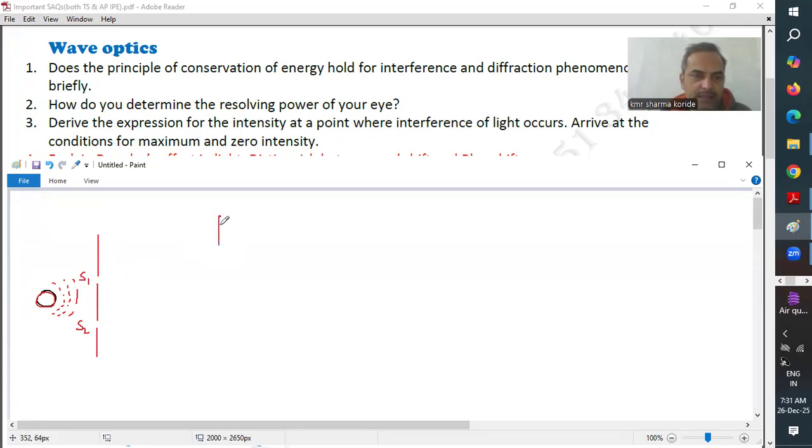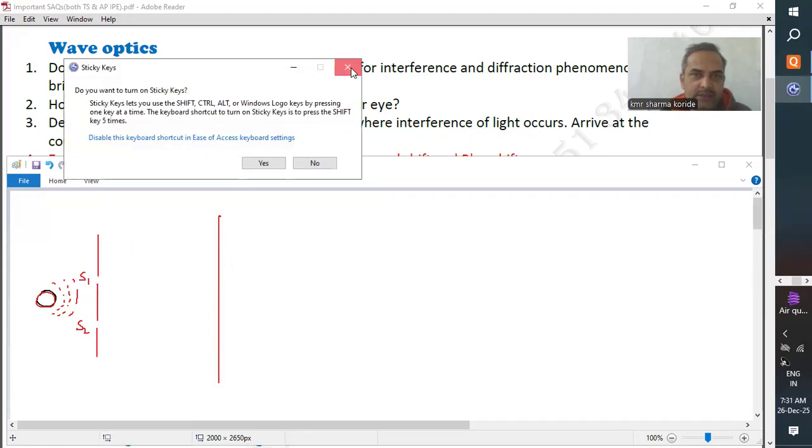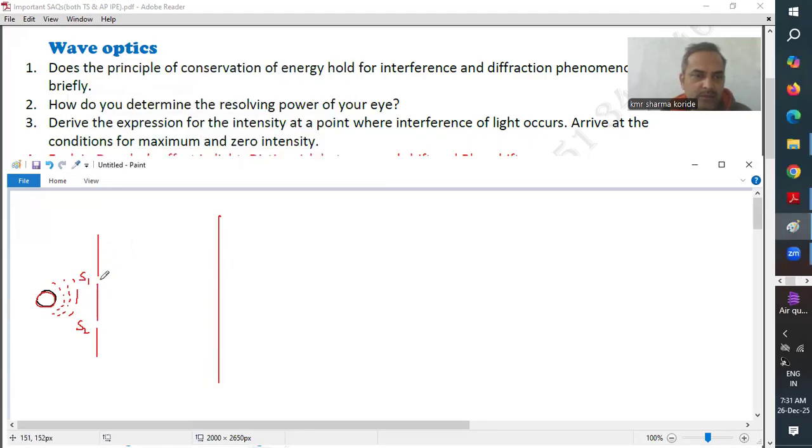And take another screen. Once the waves are incident on both the slits, waves are coming out of the two slits like this. Say this interference takes place at a particular point P on the screen B. So let's say this is screen A. So there is a chance of forming bright band or there is a chance of forming dark band here at point P. So let us discuss.